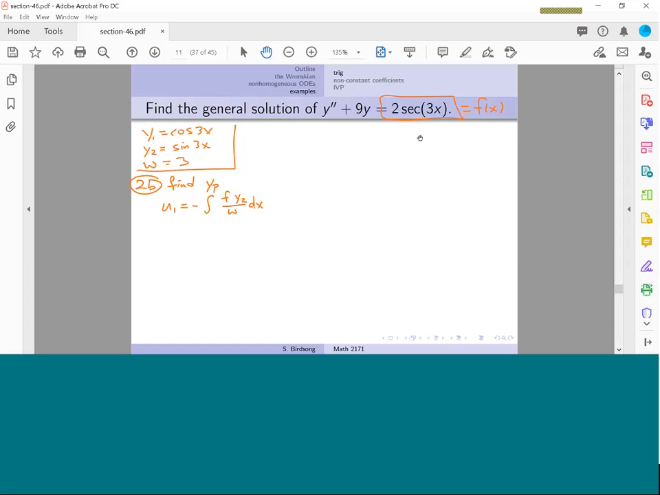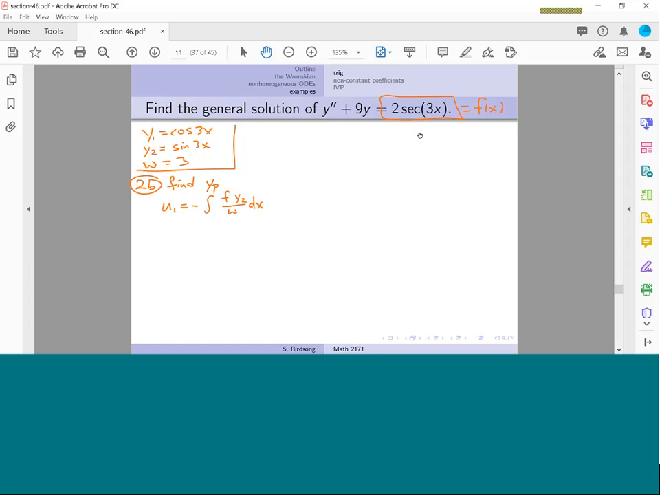Yeah, don't overthink it. If it doesn't exactly match sine or cosine, you're not going to be able to use undetermined coefficients for this example. You're going to be forced into using variation of parameters. So if we go ahead and apply variation of parameters, the next step in finding your particular solution is you need to go ahead and find your u1 and u2.